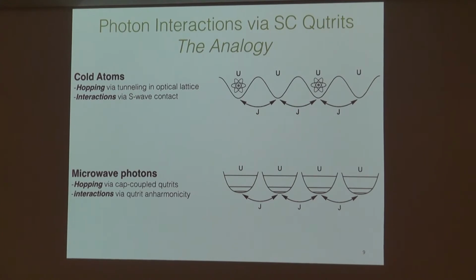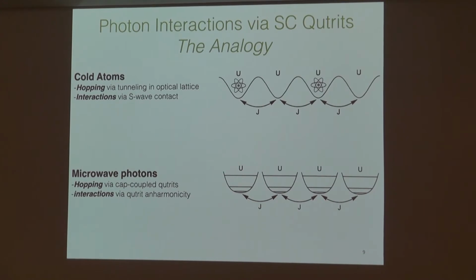So if we have cold atoms in a lattice, we make the lattice with some laser field. And the atoms can then live in each lattice site in kind of the lowest harmonic oscillator state and tunnel to the next lattice site. This is our hopping procedure. And then 2 atoms on the same site can collide with each other, right, through some S-wave contact interaction. The analogy that I want to make here, we're going to replace, for now, this optical lattice with an array of transmon qubits, okay? And the tunnel coupling is replaced with a capacitor between adjacent transmons.